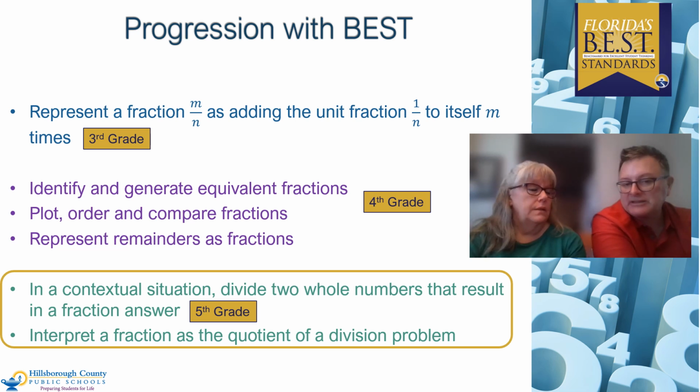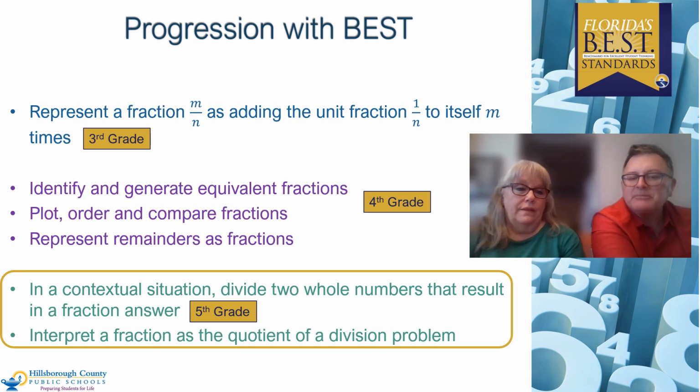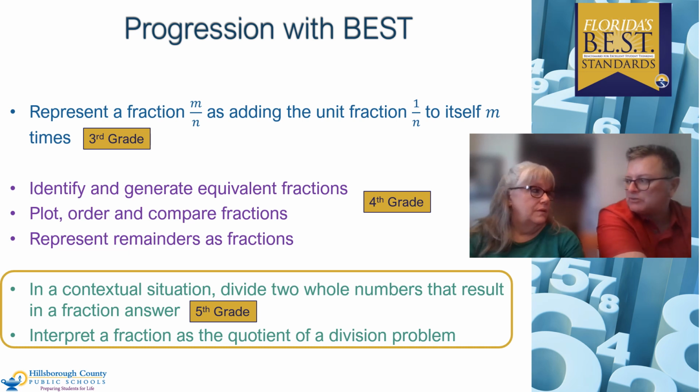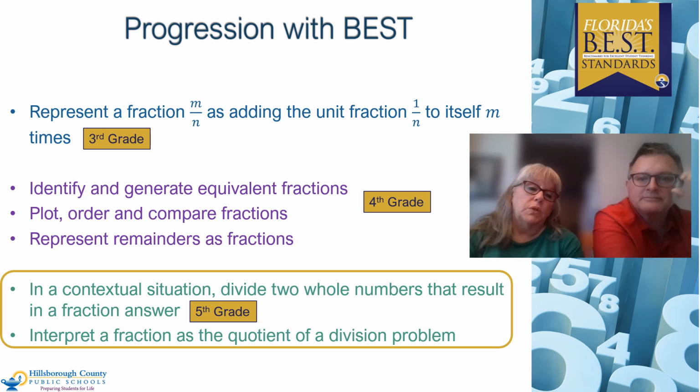What really stands out to me is what's in green, which is grade 5. That understanding of interpreting a fraction as the quotient of the division problem is built upon that first statement. They really need to see and make sense of that idea in a contextual situation first, before they can look at it abstractly. I also want to point out in 4th grade, that last bullet, representing remainders as fractions. In 4th grade, they did divide whole numbers with a single digit divisor, where the answer would have included a fraction as the remainder.